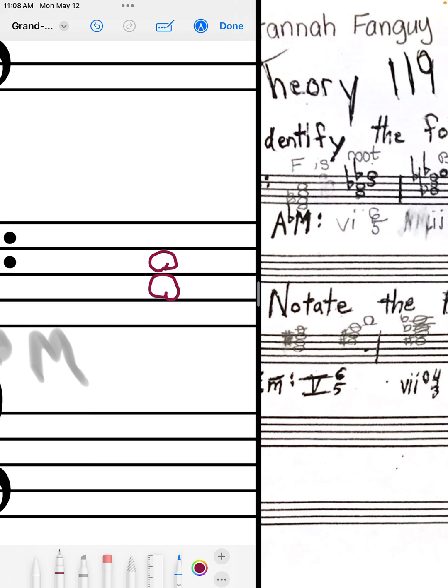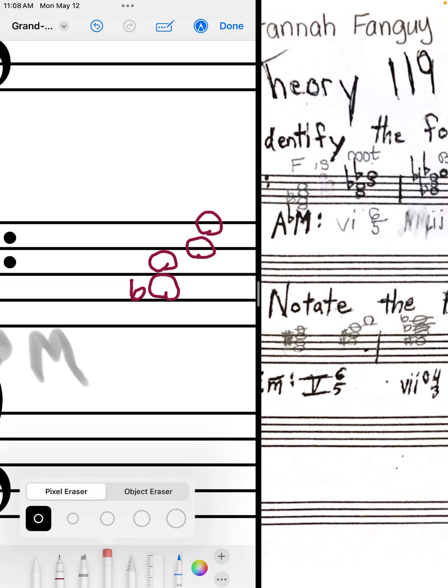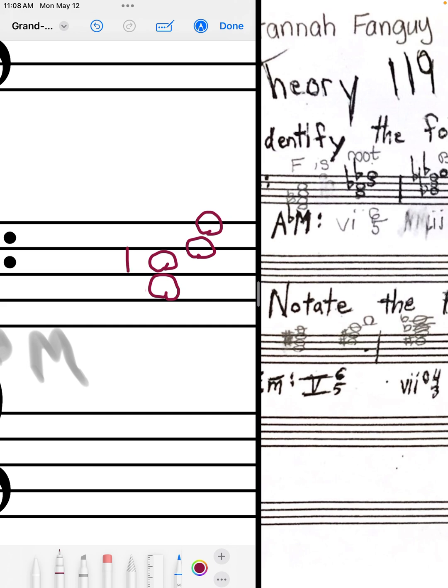Alright, what is this? An F. Oh boy. Okay. No, it's not. This one. Let me get an eraser. Alright, so. Okay, this is a little weird.